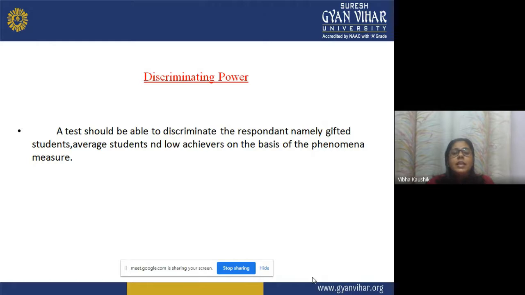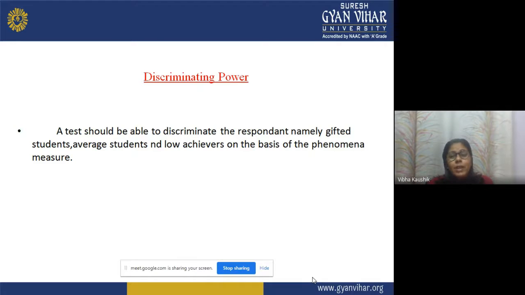Now, the next one is discriminating power. This is again a characteristic of a test. A test should be able to discriminate the respondents, namely gifted students, average students, and low achievers, on the basis of the phenomenon measured. For example, I am measuring your intelligence. Then, by administering the test, I will be able to know that these are the gifted students, above average intelligence students, these are average students, and these are the below average students.